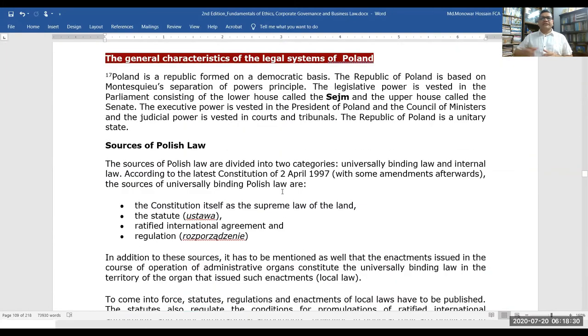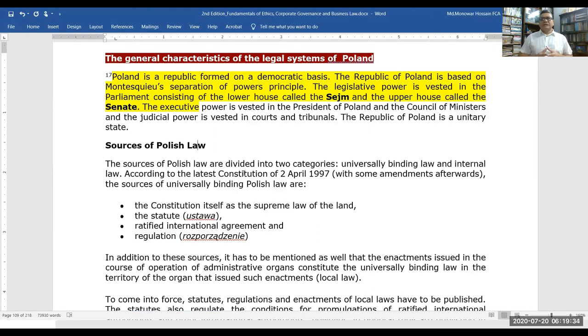And now let us see the general characteristics of the legal system of Poland. Poland is a republic formed on a democratic basis. The Republic of Poland is based on the separation of powers principle. The legislative power is vested in the parliament, consisting of the lower house called the Sejm and the upper house called the Senate. The executive power is vested in the president of Poland and the council of ministers, and the judicial power is vested in courts and tribunals.